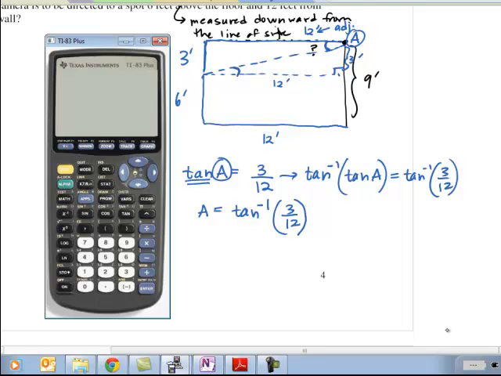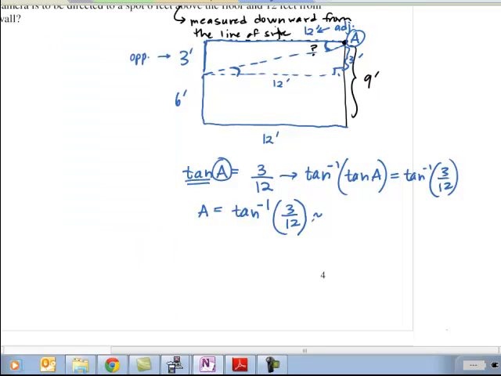3/12 is the same as 1/4. So inverse tangent of 0.25. So about 14.04 degrees. So we'd say the angle of depression should be about 14.04 degrees.